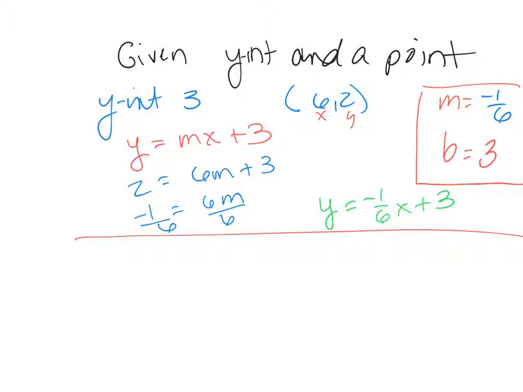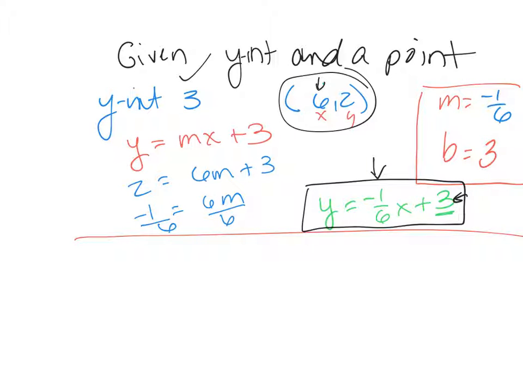And when you put that in, if you graph it, it would go through number 3. That's your y-intercept, which we know that's your y-intercept. And then if you put in a 6, it should go to 2. Go ahead and see if that's true.